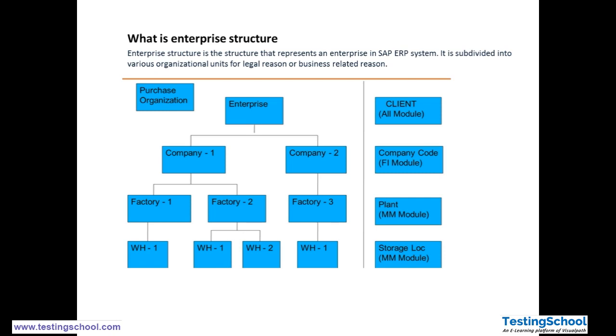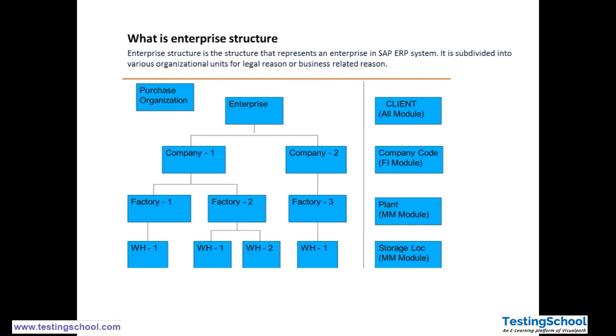So, how do we define this large scale enterprise on the SAP landscape? How will SAP segregate this? So, SAP's highest node is client. So, the enterprise we will directly link to client. In this case, Tata will be client. Then the companies will be defined as company code, and there will be separate FI for each company code. That means it will have a separate financial statement for each company.